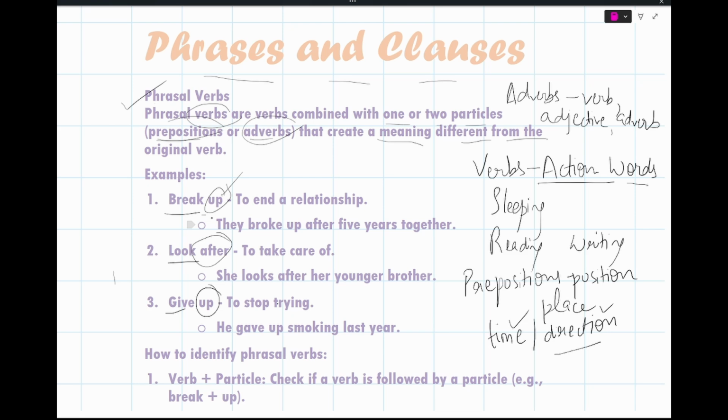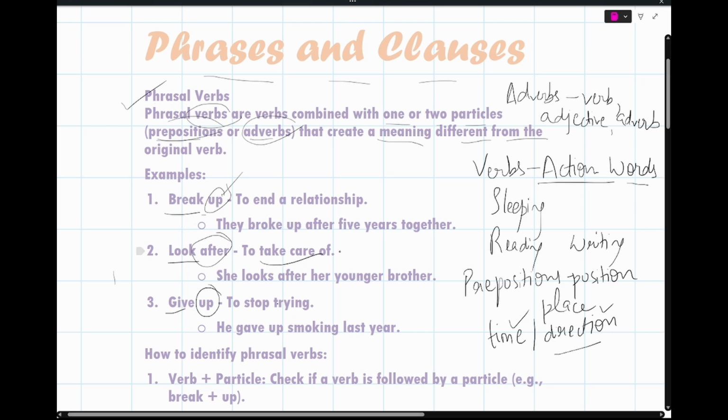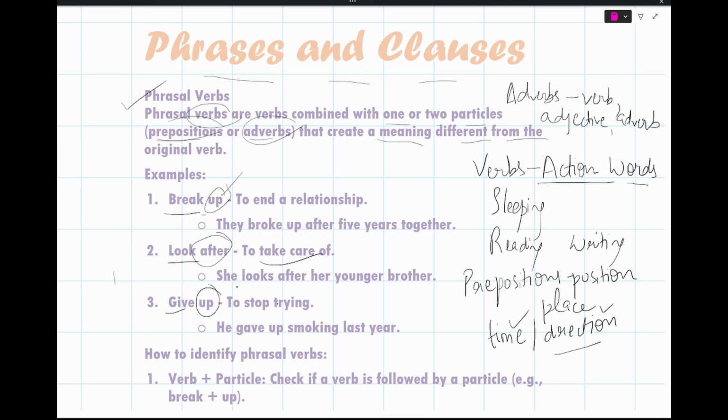So we have added something to the base verb, and it changes the meaning from the original verb. Break means you break something, for example in two halves. But if you add up, then you can use that for talking about a relationship. Looking is just seeing something, but if you add after, it changes to take care of. So look after means to take care of something. She looks after her younger brother. That means taking care of. She takes care of her younger brother.